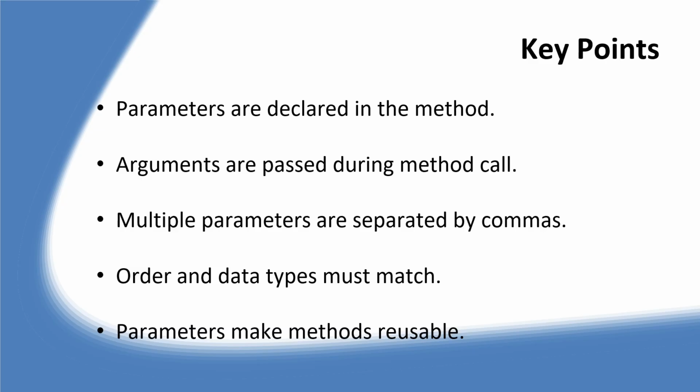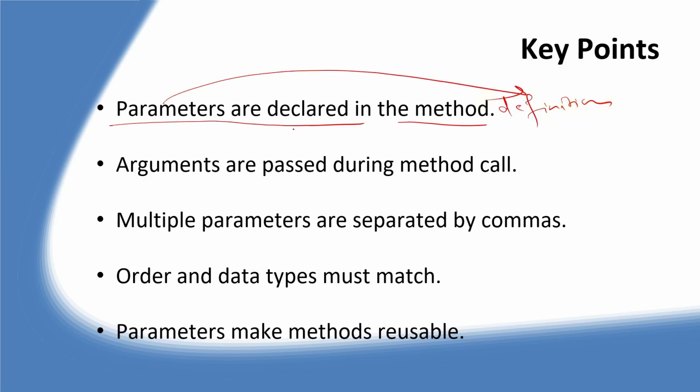So what are the key points? Let's quickly revise whatever we learned so far. Parameters are declared in the method. I hope you understood, method means method definition. So parameters will always be present in the method definition. And whatever values we pass in the method call are called arguments. Arguments are the values which we pass in the method call.